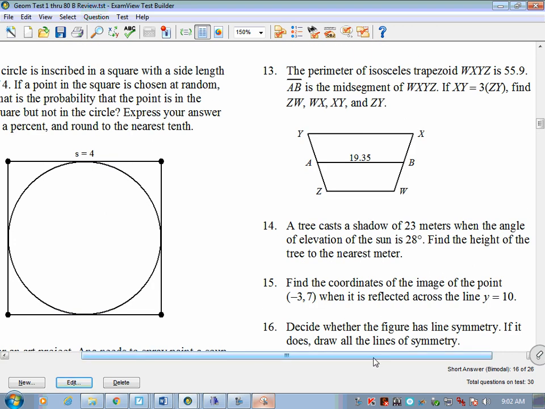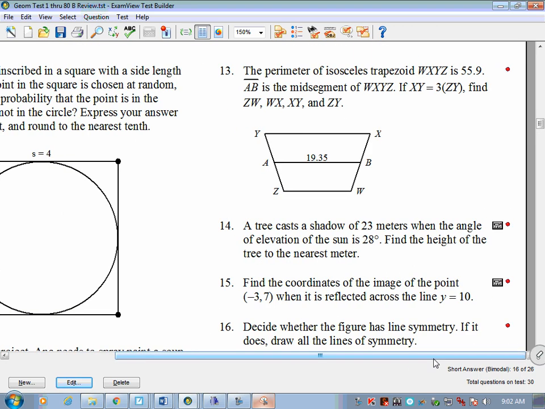Okay, we're going to scroll back up to 13, and I am not going to guarantee you that this question won't be on the test. Okay, it's a tough question though. All right, requires quite a bit of math, but since the perimeter of the isosceles trapezoid is 55.9, AB is the mid-segment of WXYZ. If XY is 3 times ZY, find, basically it wants the lengths of all the perimeter points. Okay? Does that make sense?